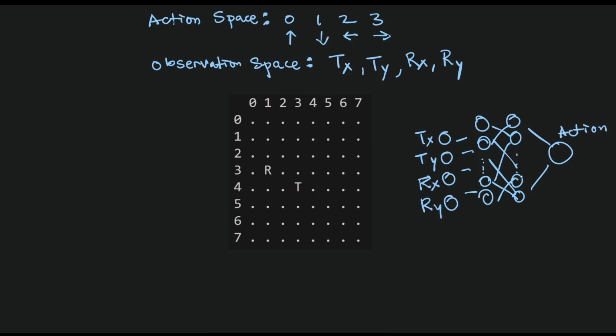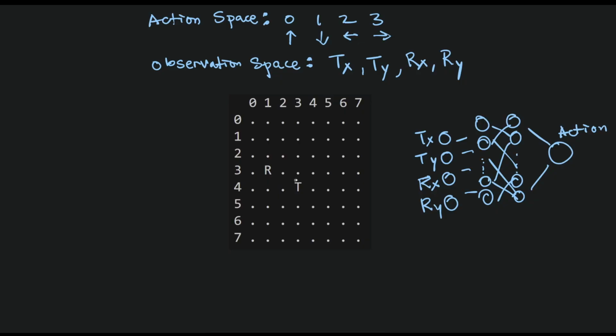We can use the same architecture to train both the tagger and the runner. We just need 2 instances of this model, one to train the tagger and the other one to train the runner. We haven't talked about the winning condition yet.